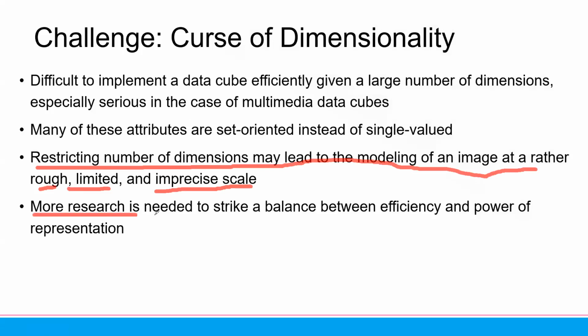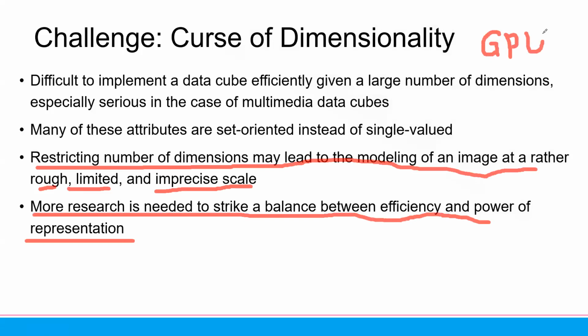That's why more research is needed to strike a balance between efficiency and the power of the representations. That's why in the multimedia database, if you do deep learning, you need a good computer with a GPU, the graphical processing unit. It is intended for graphics, for images, for the multimedia database.